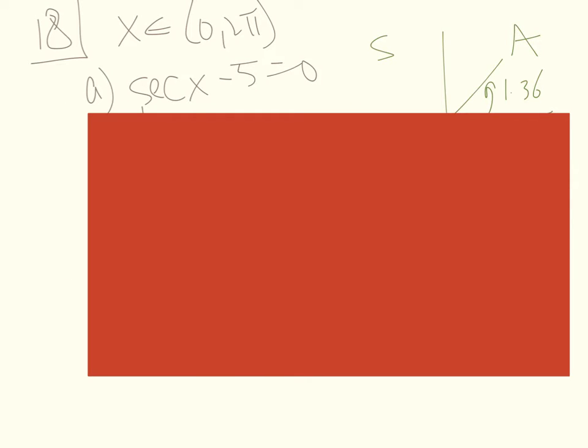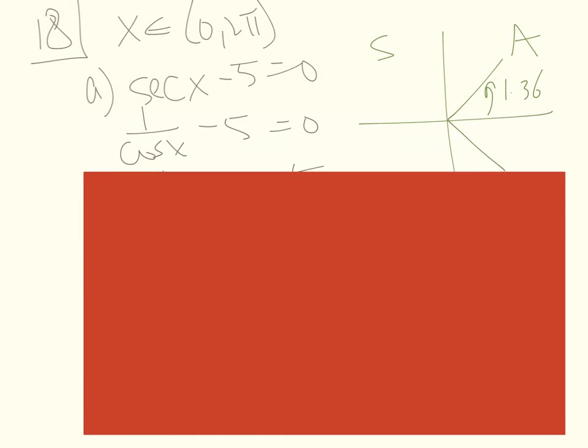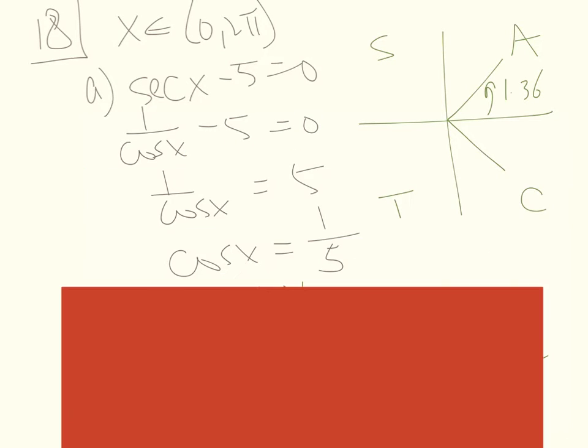In number 18, x belongs to between 0 and 2 pi here at the top, and we're going to solve the equation sec x minus 5 equals 0. I know that sec x is 1 over cos x, and so I'm going to rearrange. Rearranging, I get cos x equals 1 over 5.